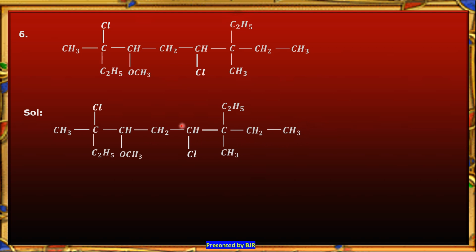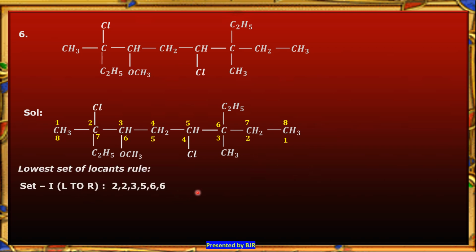That means this one is the parent chain. And I am numbering from left to right and from right to left also. So which one is the correct one? In order to know that, use the lowest set of locants rule.